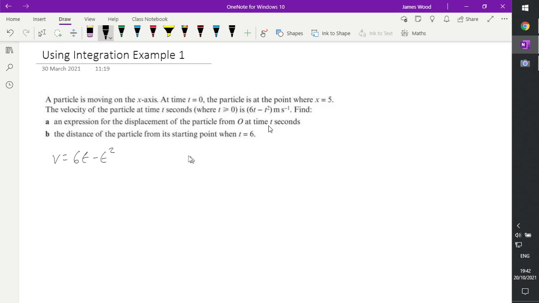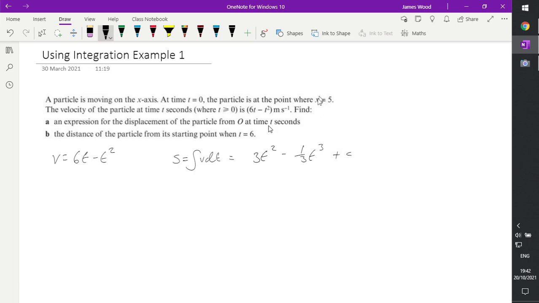So part A, find an expression for the displacement. Now remember, the displacement is the integral of velocity with respect to time. So I need to integrate this expression here. So it's going to be 3t squared minus 1/3 t cubed plus c. Okay, now the plus c bit, this is the important part. We need to work out this constant of integration using some other information. In pure maths, it would normally be a coordinate.